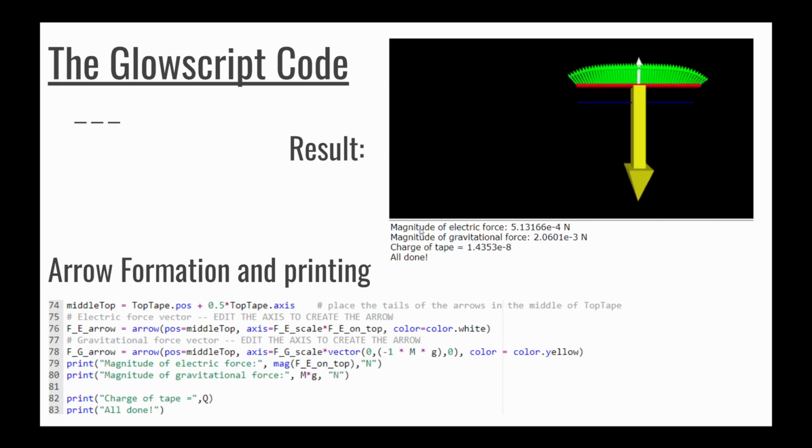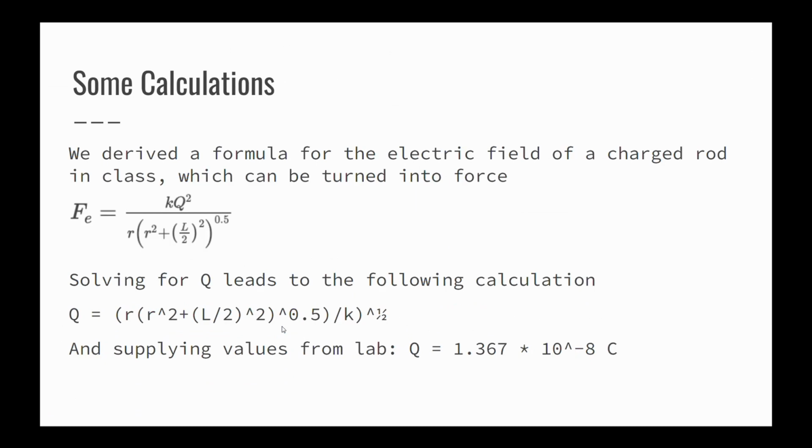You can see here that the resulting magnitude of electric force is 5.13 times 10 to the negative 4 newtons. The magnitude of the gravitational force was 2.06 times 10 to the negative 3 newtons. And the charge of the tape was 1.435 times 10 to the negative 8 coulombs. There's also one calculation that we have here. In class, we derived a formula for the electric field, and we can turn that into a force equation as well. We can rearrange that into this right here, and from there we can calculate our Q from the lab to be 1.367 times 10 to the negative 8 coulombs, which is different than what was predicted in the code just before.